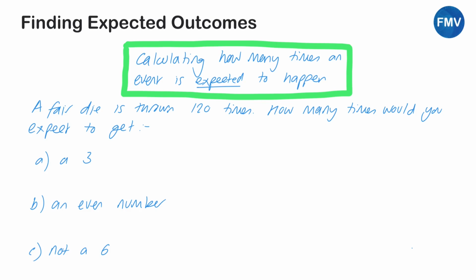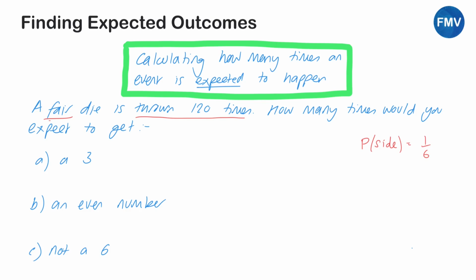So if we look at this through some questions, our first question is a fair die is thrown. If you recall from the previous video, a fair die has a 1 in 6 chance of any one of the sides occurring. That word fair is the key word here. And the question then says, how many times would you expect to get a 3? If you know that every side has a 1 in 6 chance, then it is just the 1 in 6 chance multiplied by how many times it's been thrown. So we can see it's been thrown 120 times.